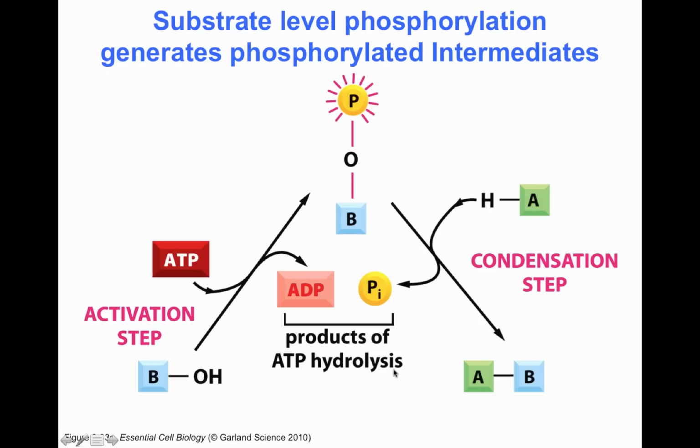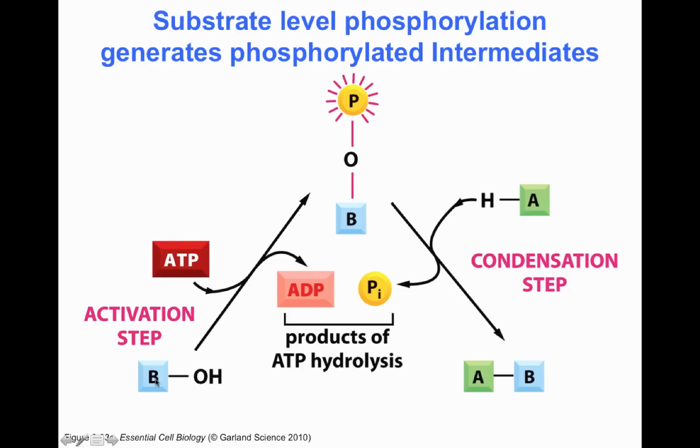Now, in many of the glycolytic reactions, what you're going to encounter is the donation of a phosphate to a molecule, and that is considered substrate level phosphorylation. Substrate level phosphorylation can generate phosphorylated intermediates that carry energy, and that energy can later be used to harvest ATP or to catalyze a reaction.